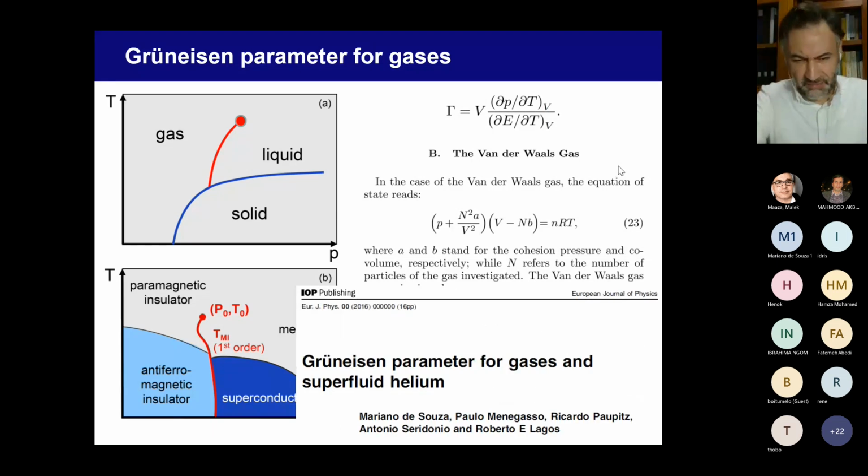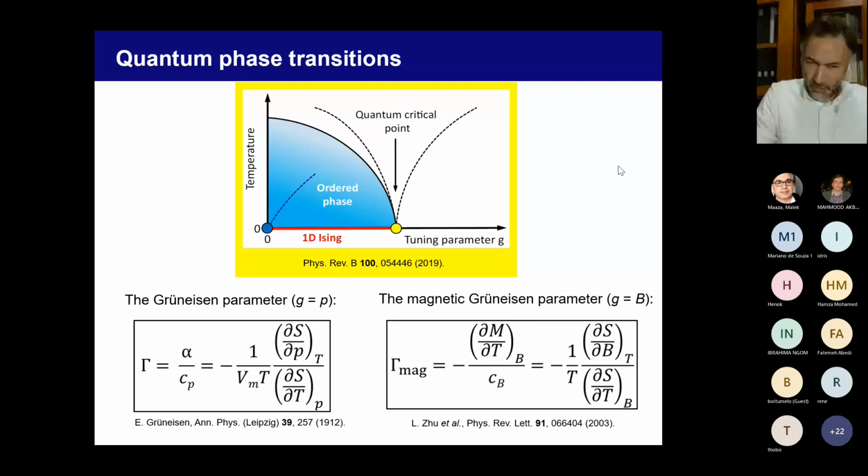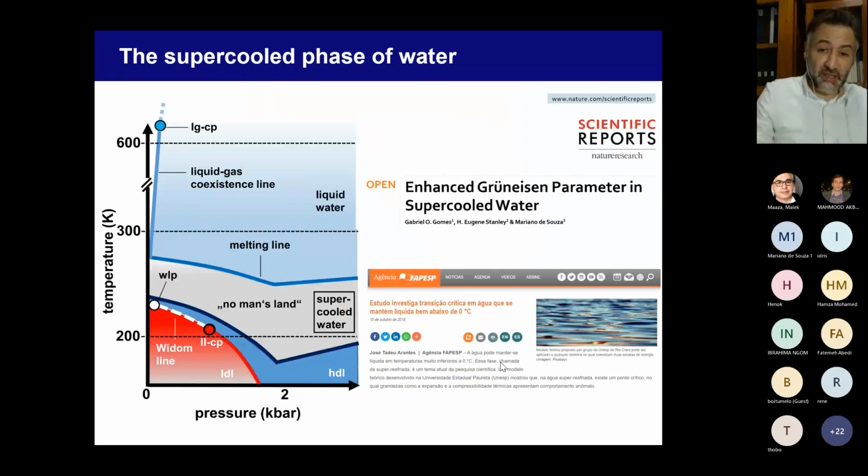Then in this paper, which I'm showing from a few years ago, just to recall, if you are dealing with the barocaloric effect, namely pressure is the tuning parameter, you have to use what we call the Grüneisen parameter. If you are using magnetic field as the tuning parameter, if you have a magnetic critical point, you have to use the so-called magnetic Grüneisen parameter. And the idea now is how to use this for technological applications. This is what we have done.